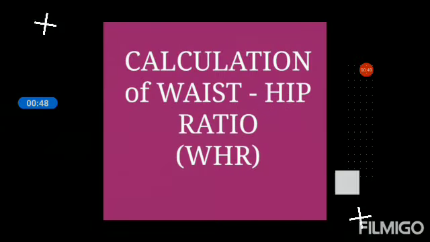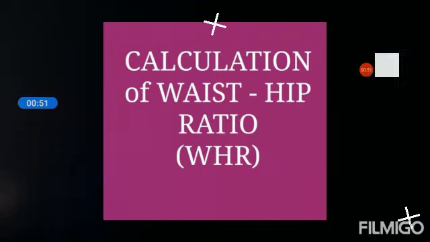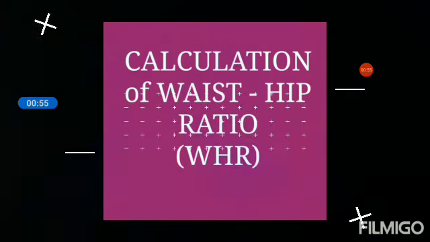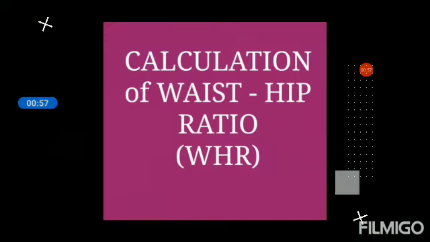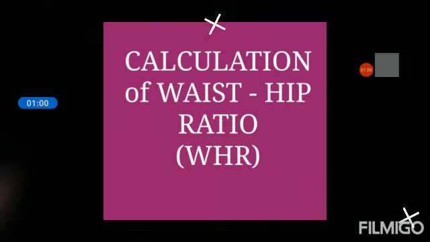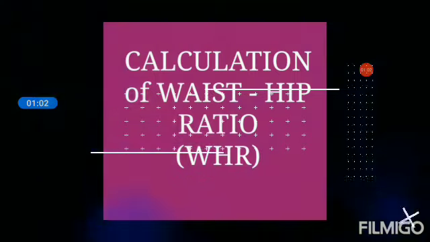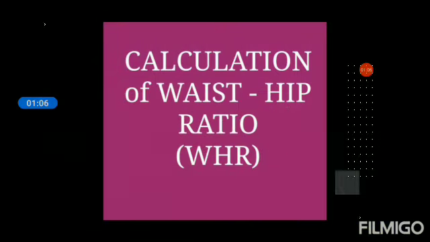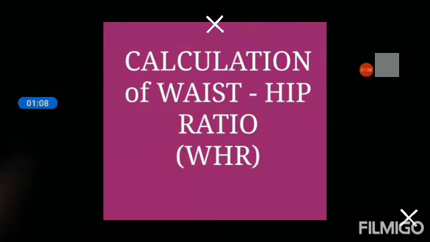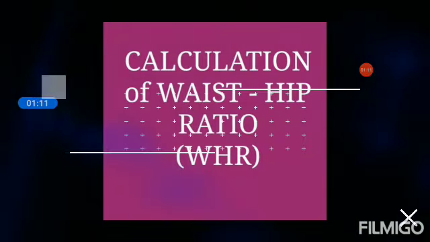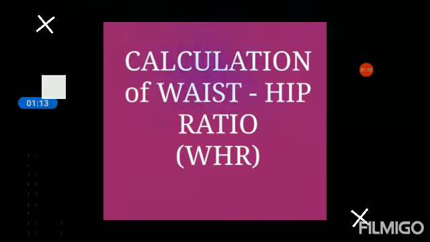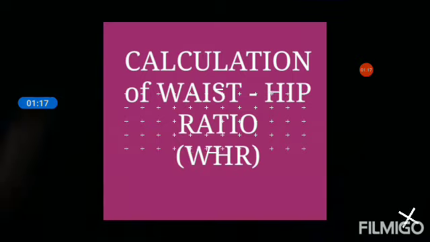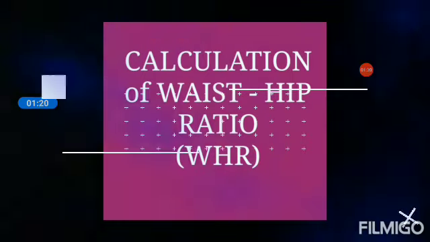Excess body fat is considered a risk factor of diseases. With the help of one formula, we can find out the excess body fat. Waist hip ratio, or short form WHR, equals waist circumference divided by hip circumference. The measurements are taken in inches or centimeters. There is one table given in the text. You just go through.